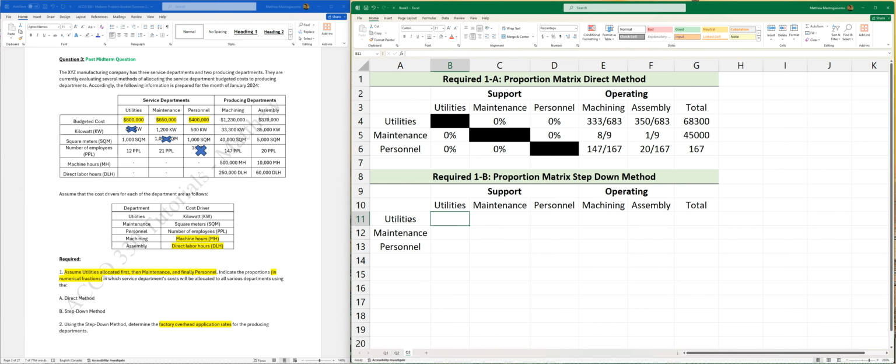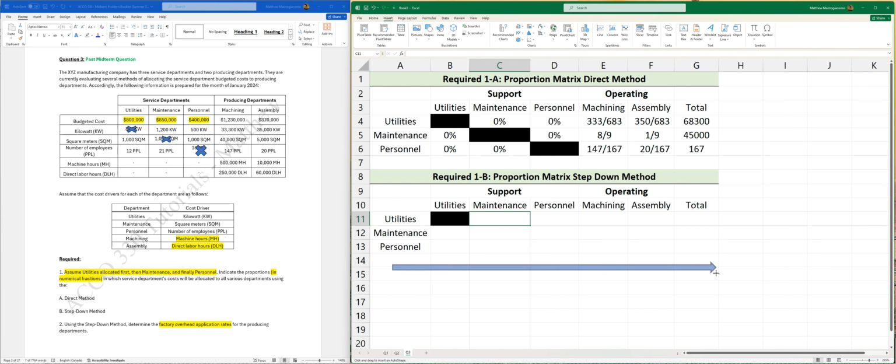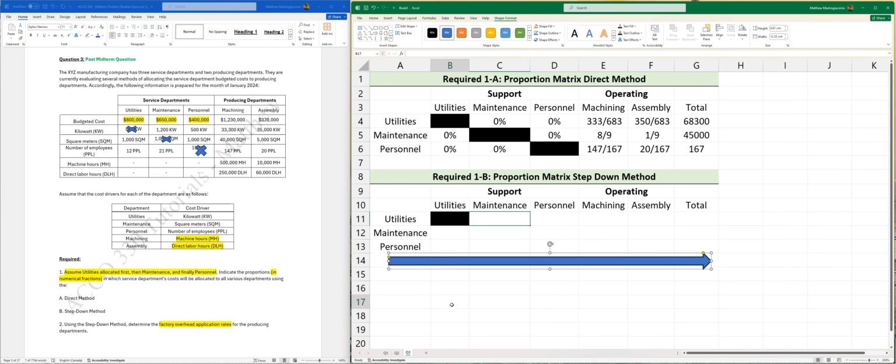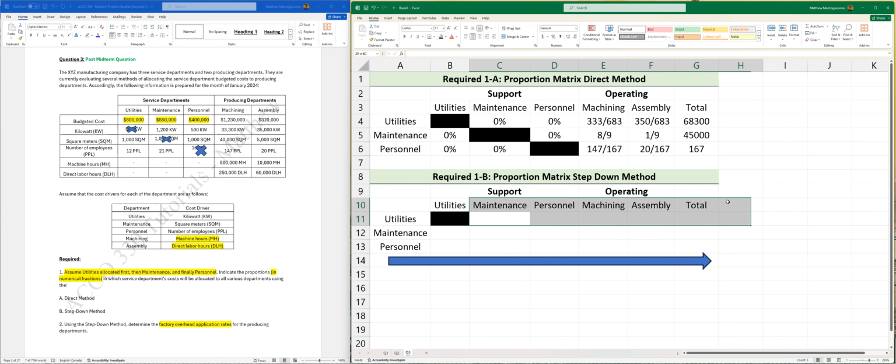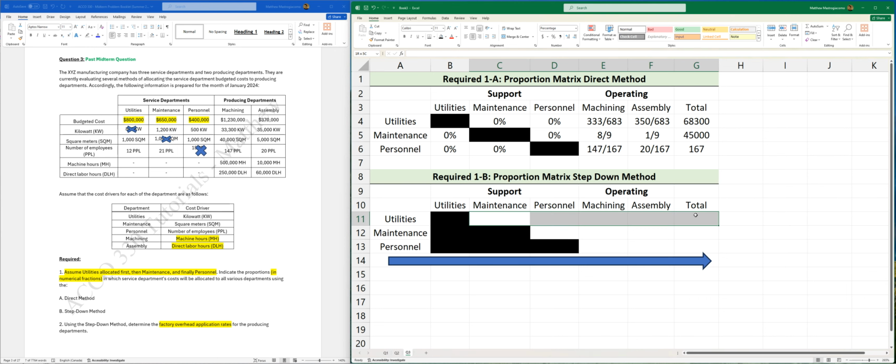Now let's go build the proportions. For utilities, guys, is utilities going to ever self-allocate? The answer is no. Now, are utilities going to help maintenance? Yes, because it's a step-down method. Remember the step-down method: you pick the top stair, the first stair, and afterwards you allocate left to right. That's all you do, left to right. So utilities helps everyone else. Maintenance only helps the next person, so maintenance only helps personnel before operating.